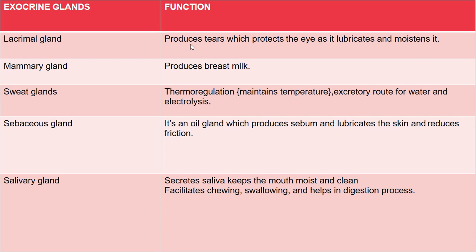Lacrimal gland. The function is producing tears, which helps to protect the eye as it lubricates and moistens it. So it produces the tears, which help in protecting the eyes because it is lubricating and moistening them.